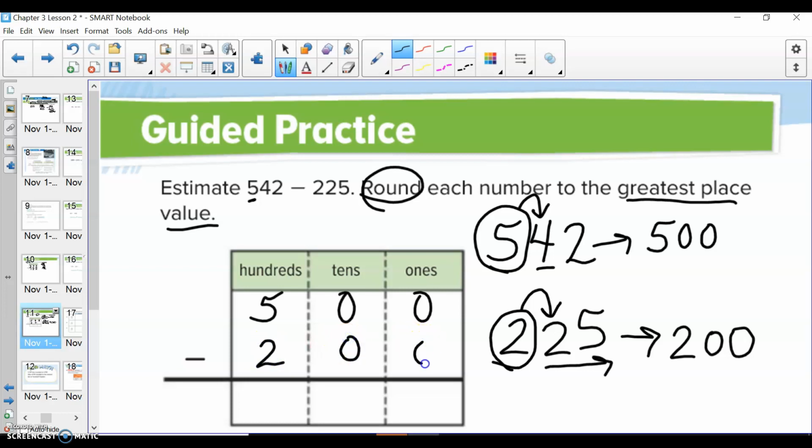And now to estimate this difference, we're just going to subtract. 0 minus 0 is 0. 0 minus 0 is 0. 5 minus 2 is 3. So the estimated difference is 300.